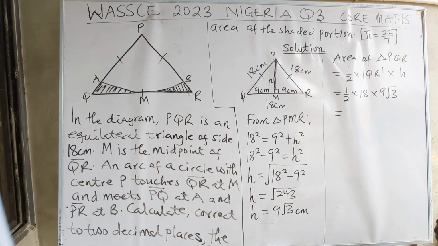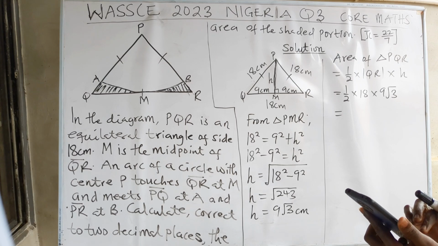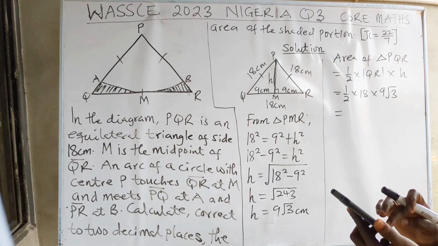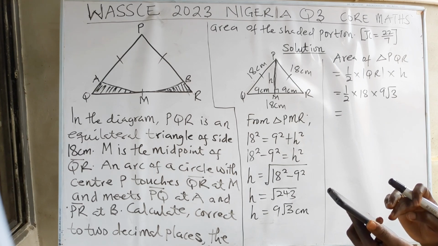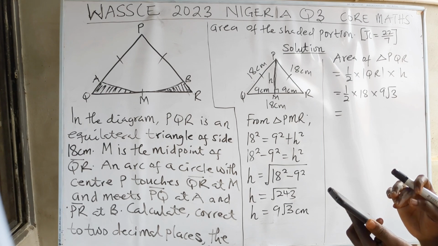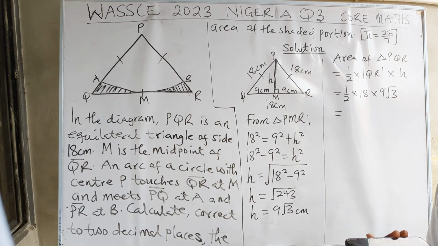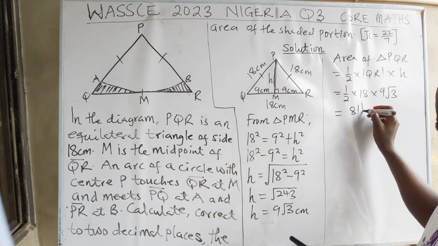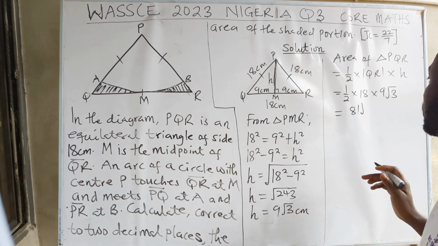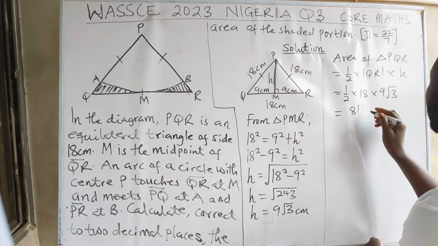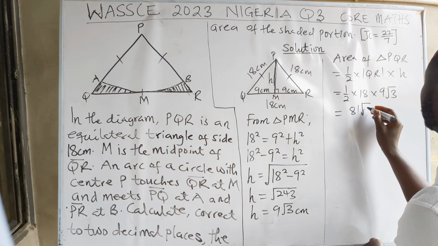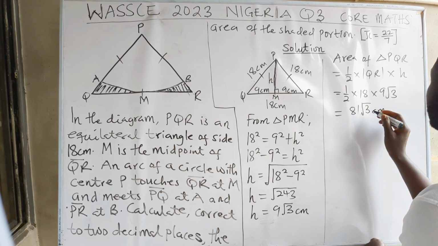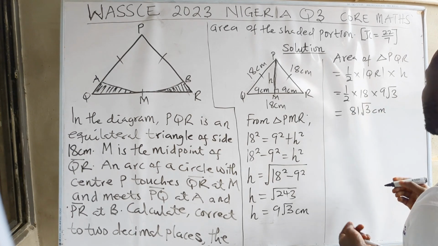Alright. So half times the base 18 times the height 9 root 3. So let's use the calculator and get our answer. Half base times the height. So half times 18 times 9 root 3 will give us 81 root 3. 81 root 3 centimeters. Okay.